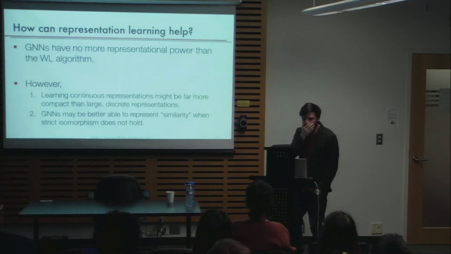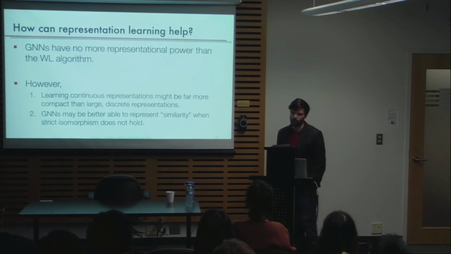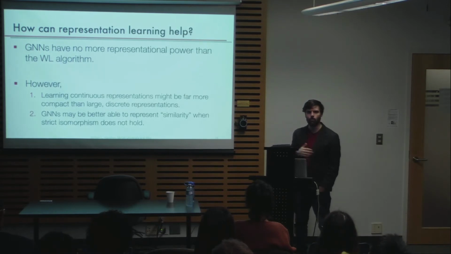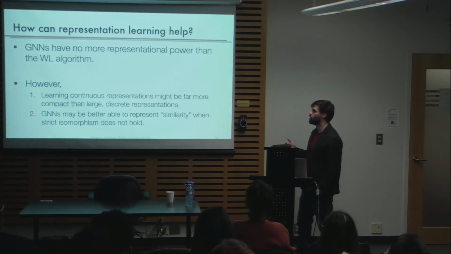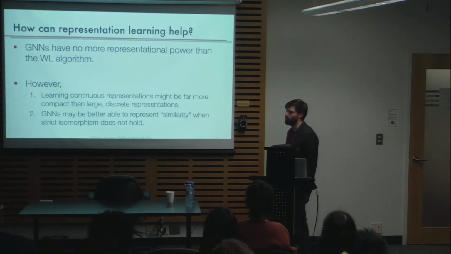And now one final point I want to make before we get into kind of trying to improve on top of graph neural nets and make them more powerful, at least our first approach at this, is that despite the fact there are these negative results, and despite the fact that I said that graph neural nets are no more powerful than this WL algorithm, there are benefits to representation learning. So in this worst case sense, graph neural nets are no more powerful, but learning continuous representations might be a much better thing to do in lots of cases.